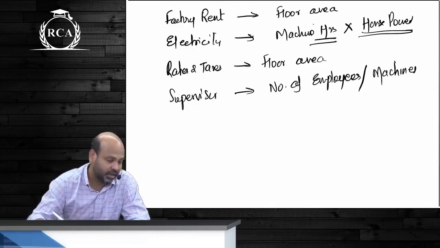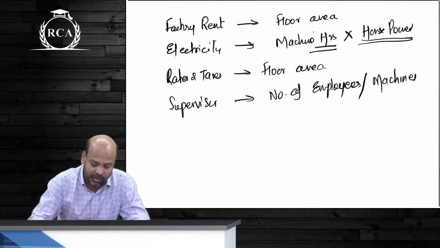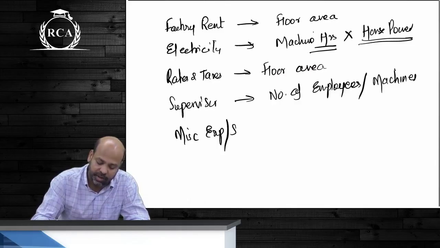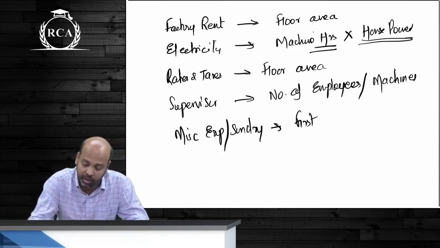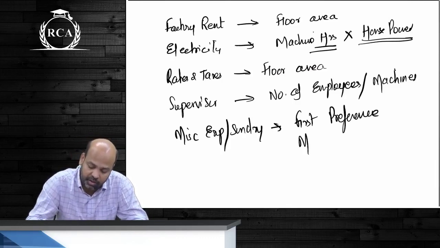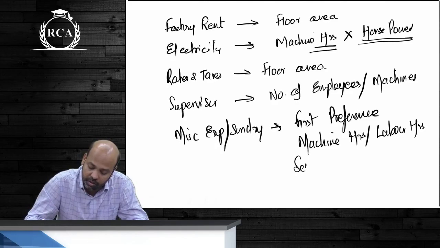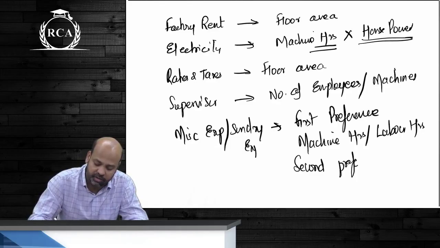Are we all understanding this? I'm just giving a few random examples for our understanding. Let's say you have some miscellaneous expenses. If there are any miscellaneous expenses or sundry expenses, first preference will be machine hours or labor hours. If machine hours or labor hours are not given, then we can do it on the basis of direct wages. I repeat, if machine hours or labor hours are not given, then you have to allocate those miscellaneous or sundry expenses on some basis.